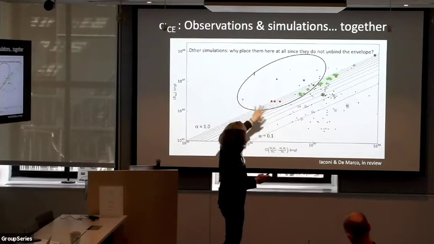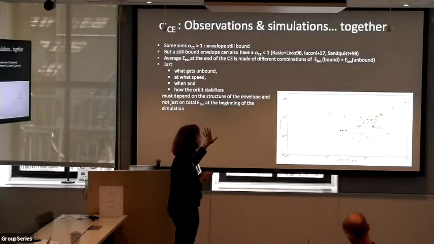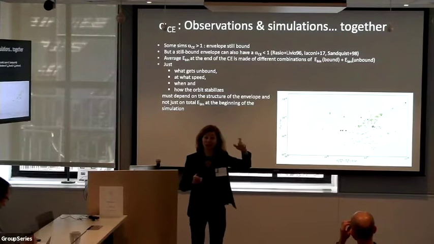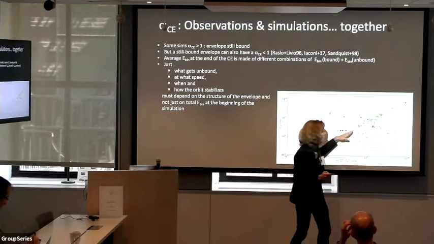Now, what you can draw from this is a bunch of conclusions. So some simulations have alpha larger than one, right? And you can say, well, of course, because they don't unbind the envelope. So if you did the delta E binding, they would come down. However, there are simulations that don't unbind the envelope that are very much in line with that trend.